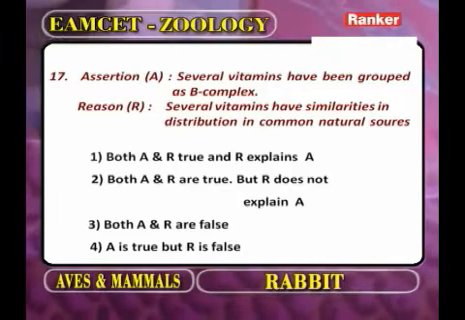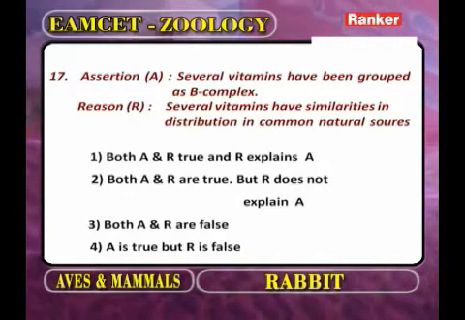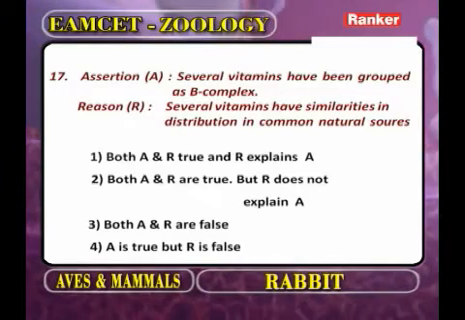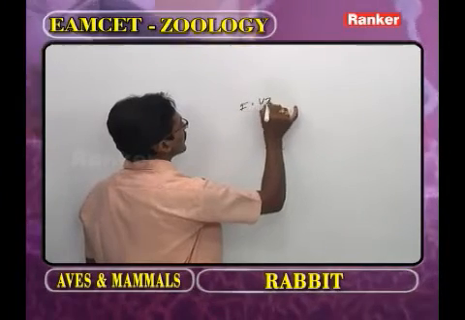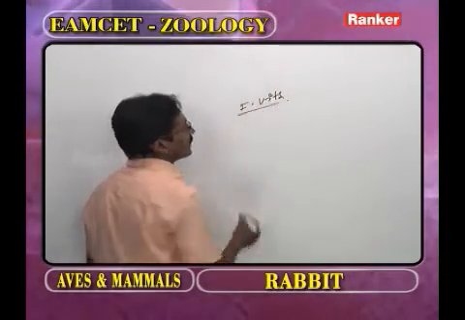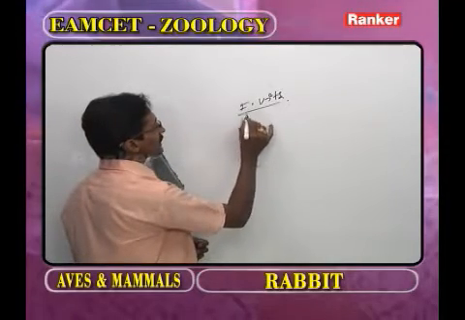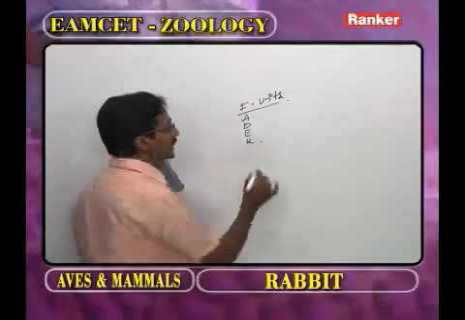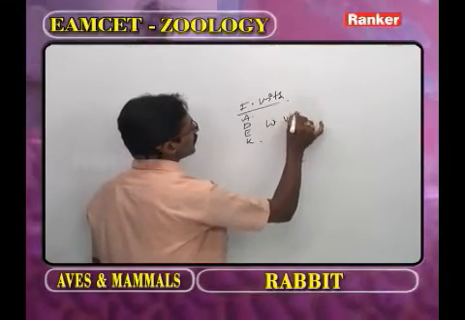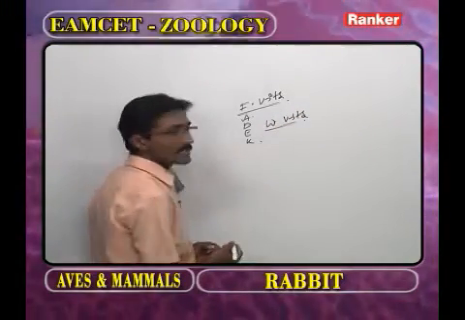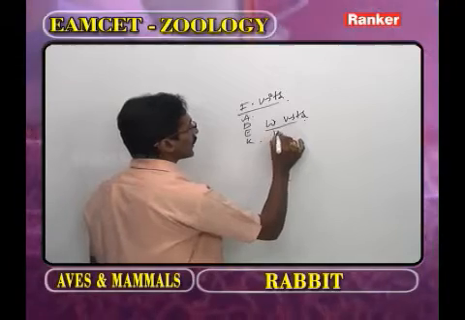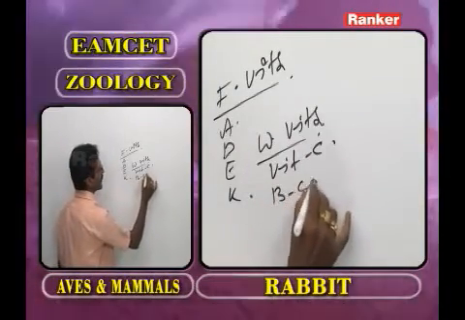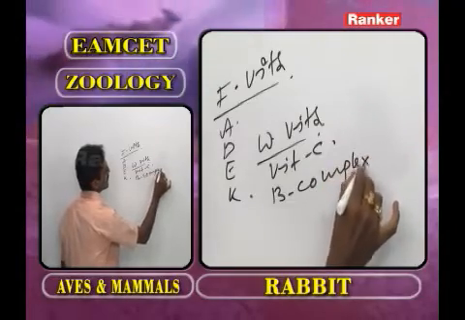Several vitamins have been grouped as B complex. Now, as we observe the vitamins, one group we call fat soluble vitamins. What are the fat soluble vitamins? A, D, E, K. But here our concept is the water soluble vitamins. What are the water soluble vitamins? One is vitamin C, and the second is the B complex vitamins.